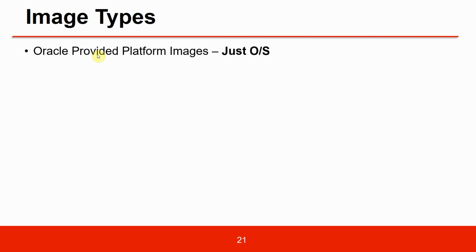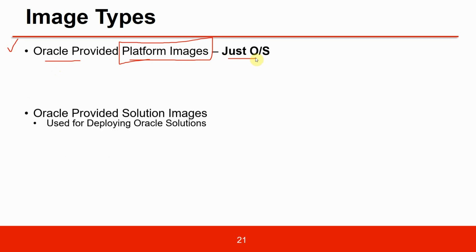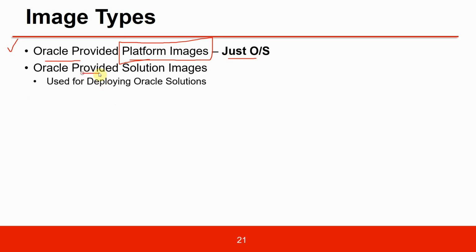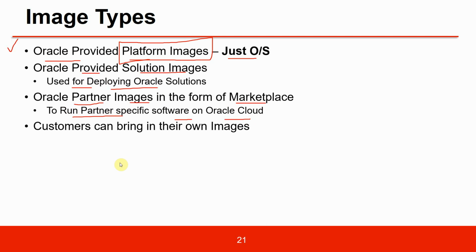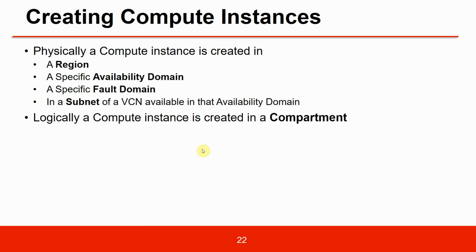Image types, that also I showed you a drop down option where Oracle provided platform images and I selected this only, just operating system. There were other options like Oracle provided solution images used for deploying Oracle solutions. And then we have Oracle partner images in the form of marketplace to run partner specific software on Oracle Cloud. Customers can bring in their own images as well. You can also use boot volumes already created to launch existing machines.